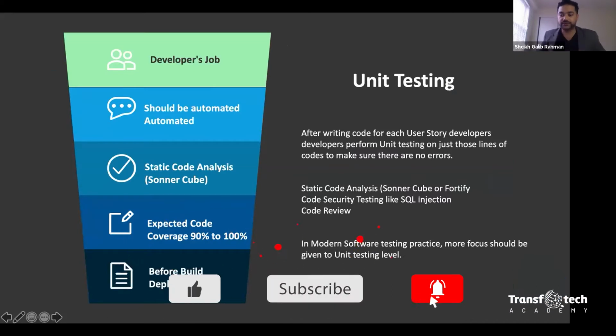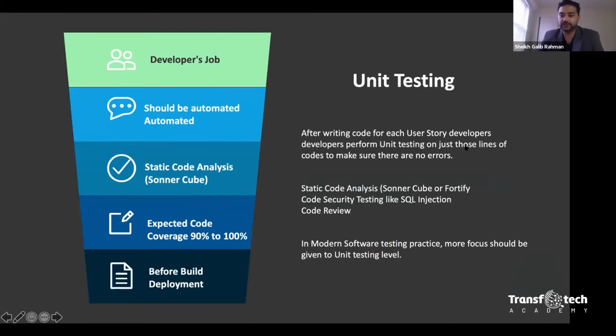So what do we do during the unit test level? After the developer writes the code, for each user story, developers perform unit testing on those lines to make sure there are no errors. So they do two things. They do static code analysis. This is a term in the software development industry. You'll hear that all the time, static code analysis.